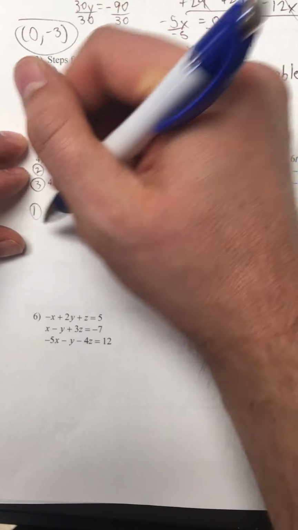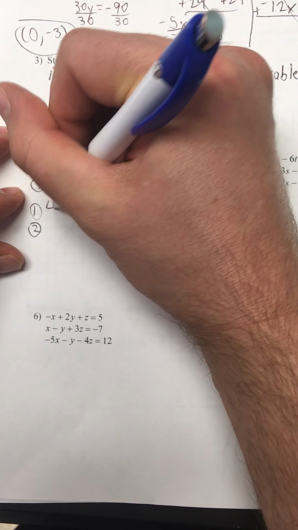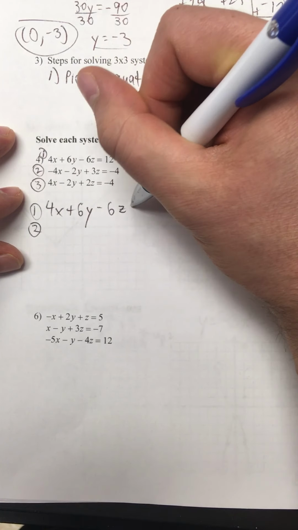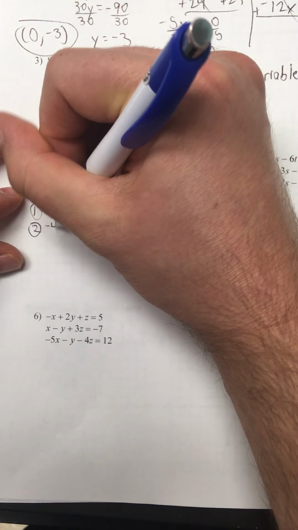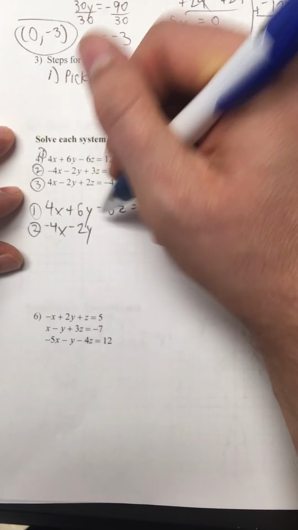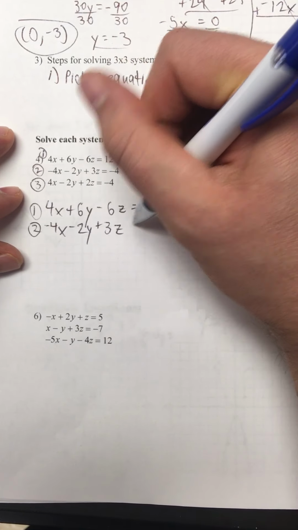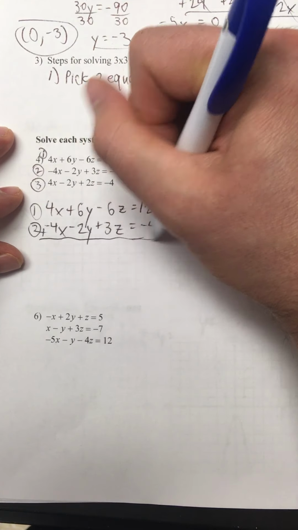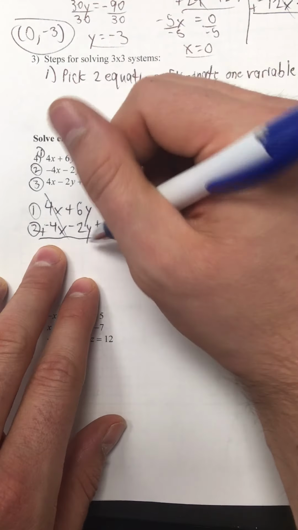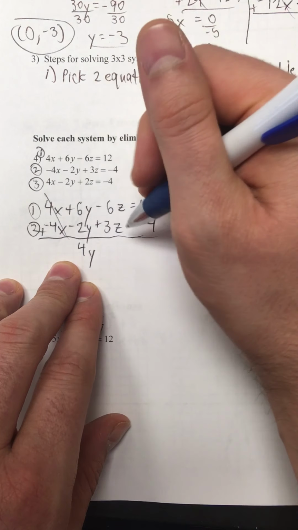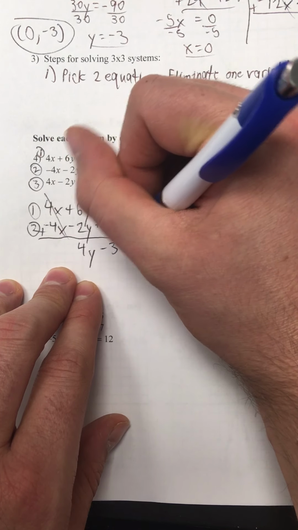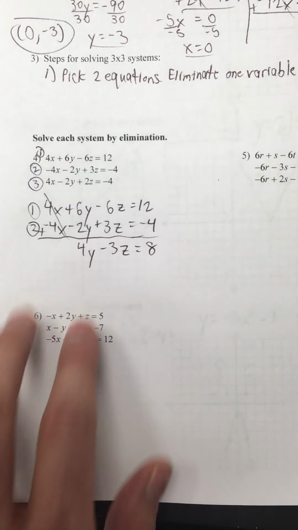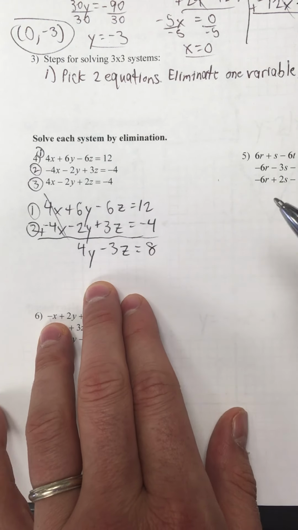So let me just line up equations 1 and 2. 4x plus 6y minus 6z equals 12. And we have negative 4x minus 2y plus 3z equals negative 4. So let's just add those equations together, cancel out the x's. So 6y minus 2y is 4y, negative 6z plus 3z, negative 3z equals 12 minus 4 is 8. So there's step 1.